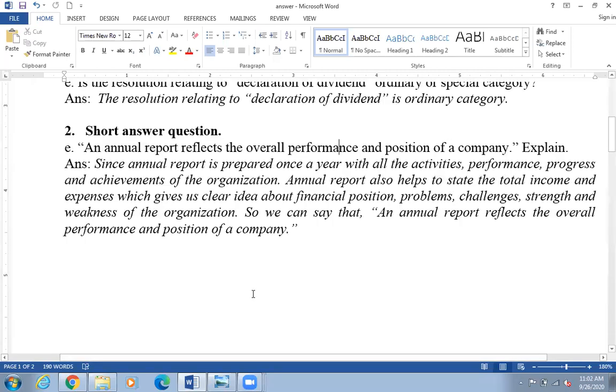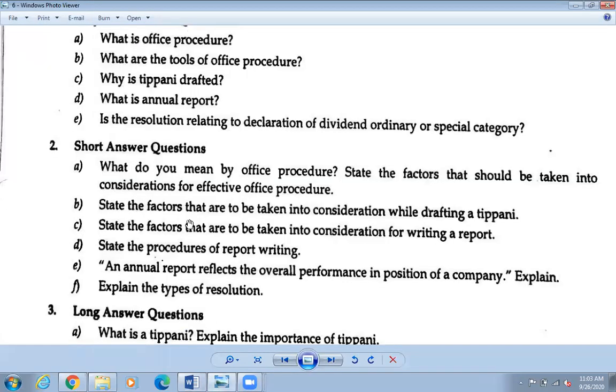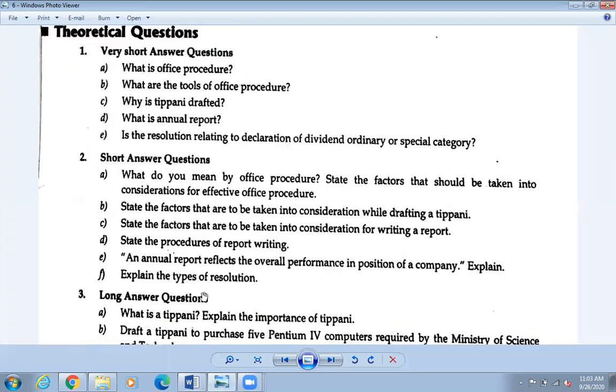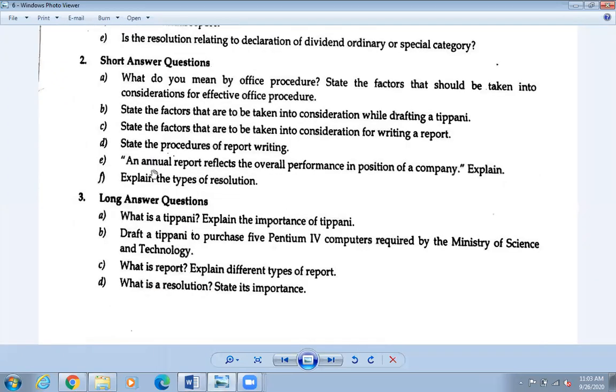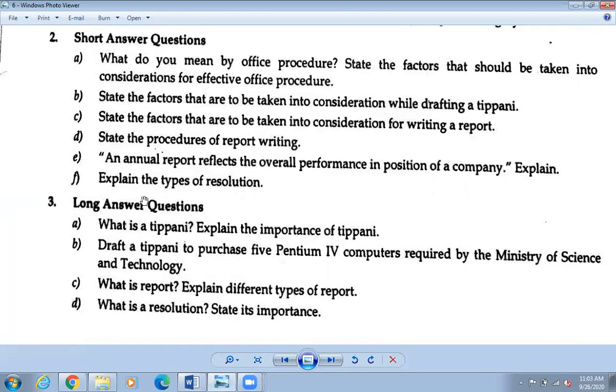Okay, so this much for number 2E. So for question number 2E, we need to write down up to this much. Okay, so next thing, so here, let me show you the question again. So this much for question number 2E.